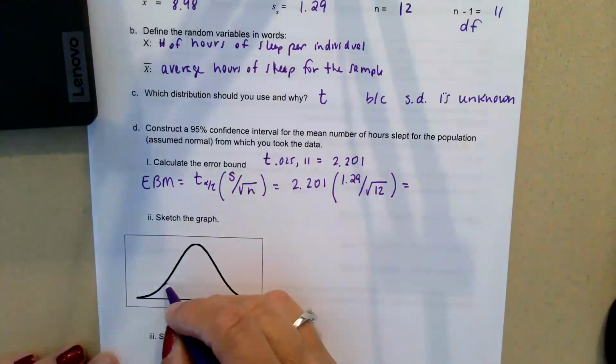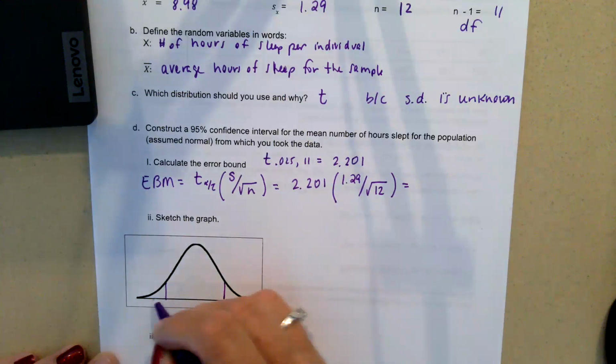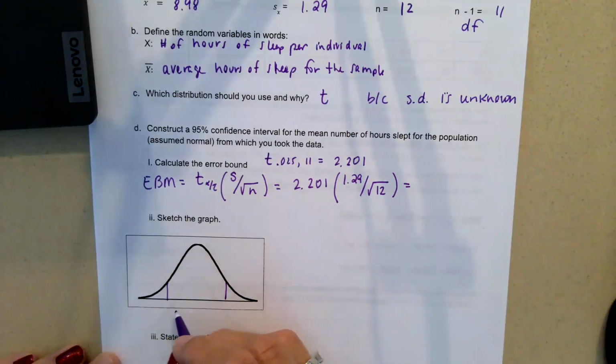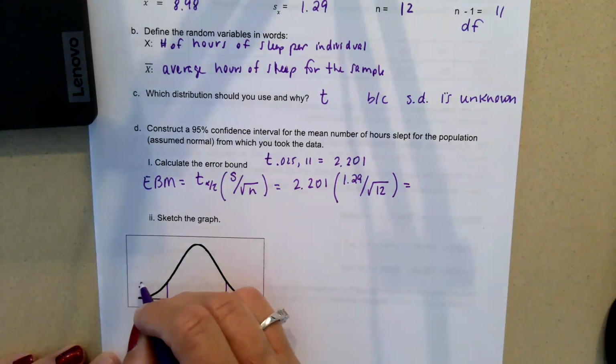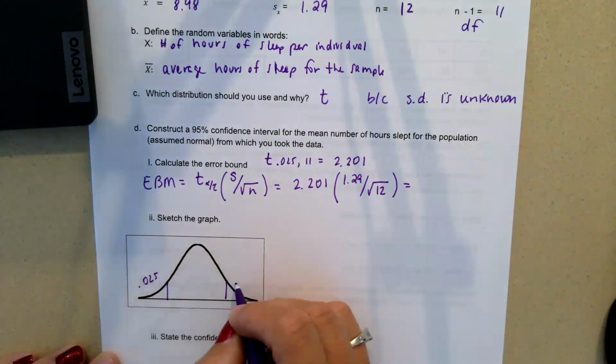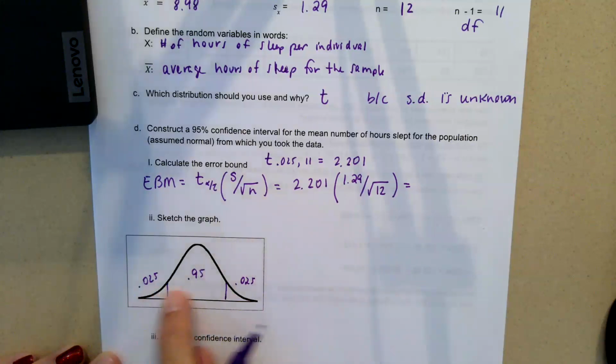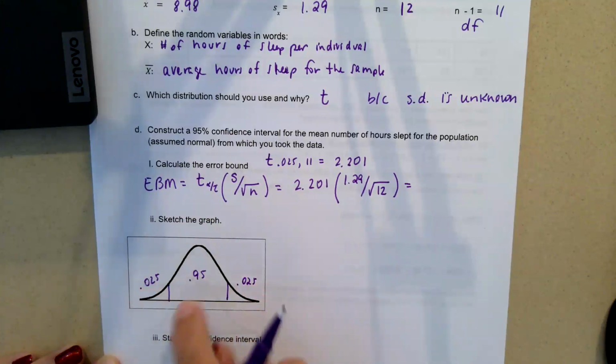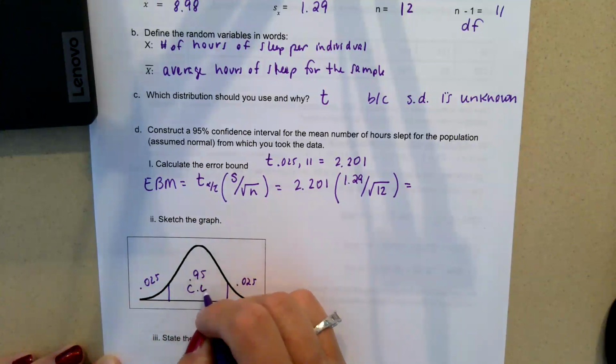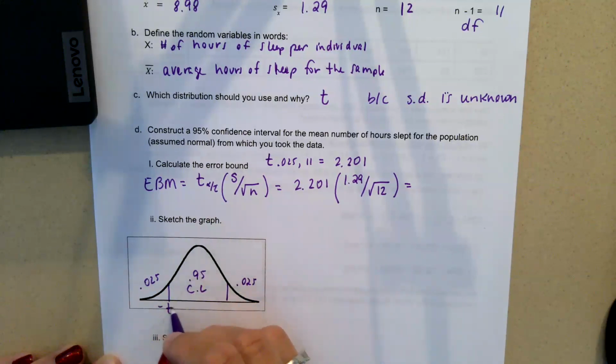Okay, and so our picture, we're going to just draw that. This is going to be our 0.025, 0.025, and 0.95. Remember, these have to add to make 1. And this is our confidence level. And so this is our negative t, and this is our positive t.